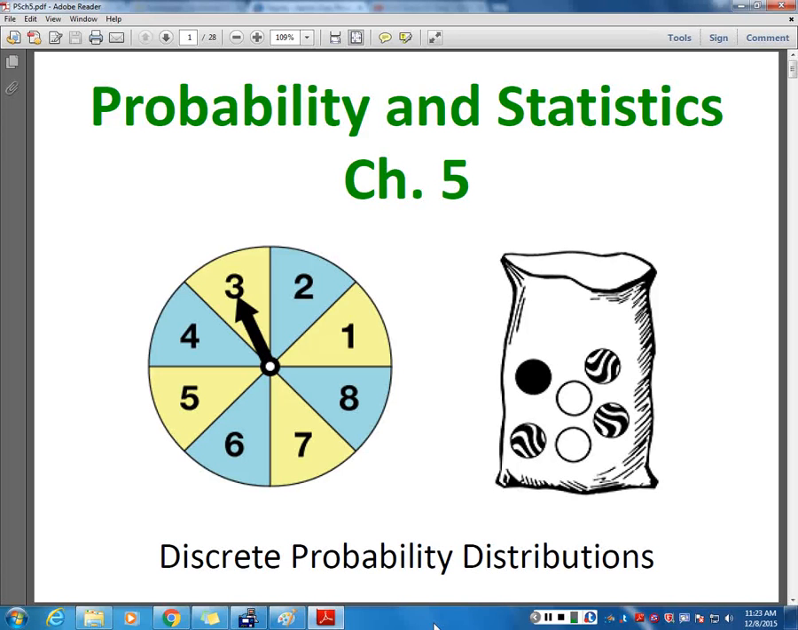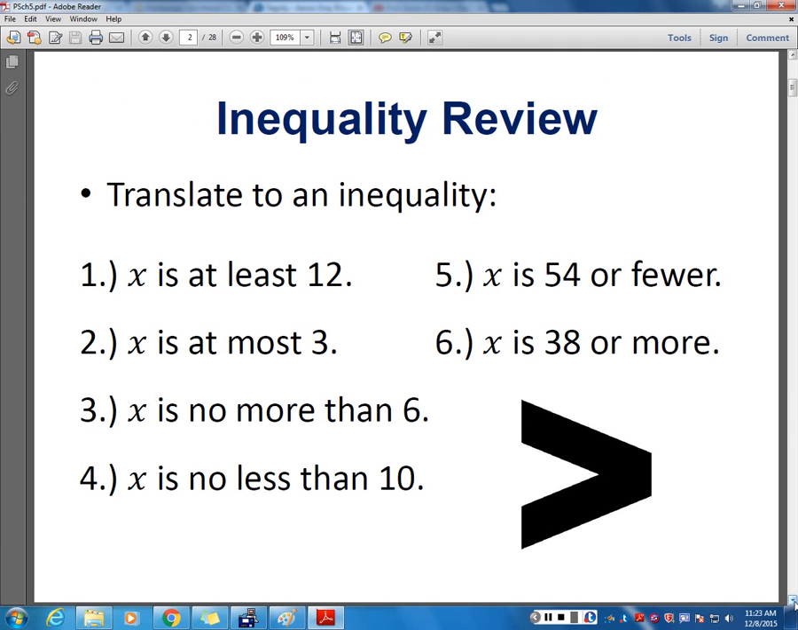Hey folks, Professor Gray here, ready to talk to you about discrete probability distributions from probability and statistics. But first, let's do a little bit of an inequality review. We'll translate these inequalities from words to mathematical symbols.